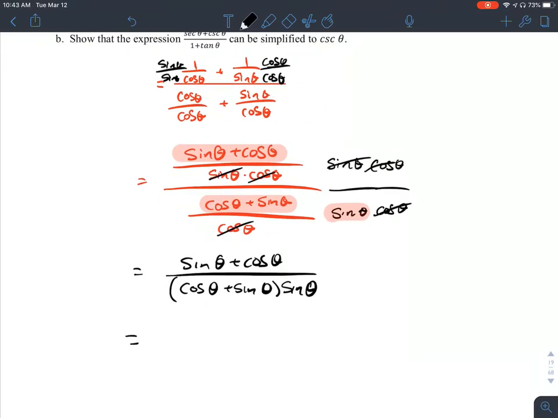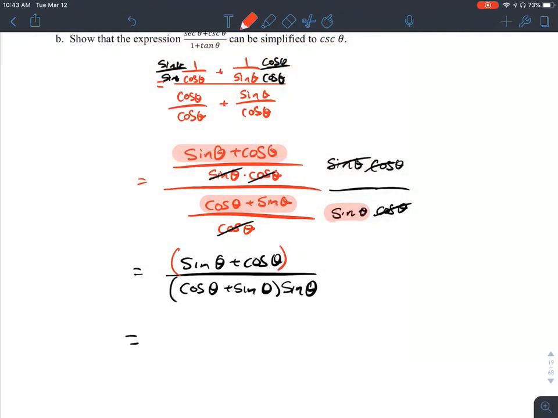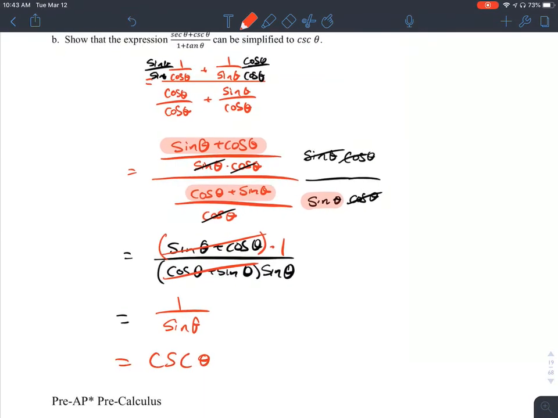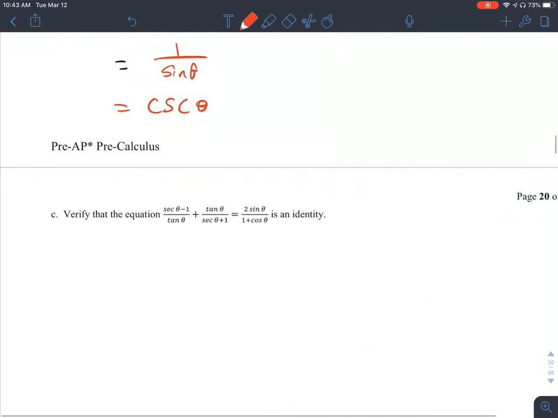Now we can cancel a sine of theta plus cosine of theta from the top and the bottom, because essentially the top is being multiplied by 1, the bottom is being multiplied by sine. We end up with 1 over sine of theta. That, of course, is cosecant of theta. We've done what we were supposed to do. We're supposed to simplify to cosecant of theta. Finished. Part C.